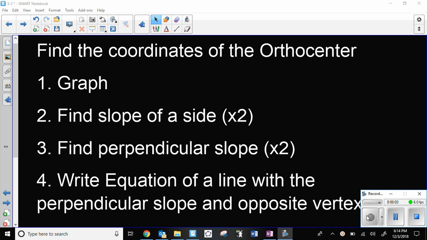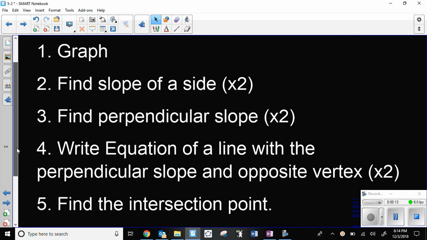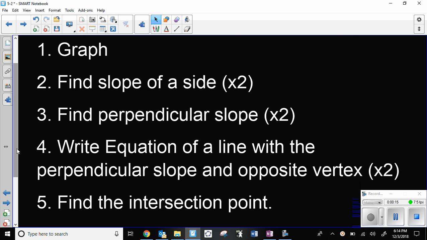Last example for Chapter 5, Lesson 2. We're going to do another example of finding the coordinates of the orthocenter. Here are your steps again. I go through these a little bit more extensively in the last video, so if you need a refresher on those, please go check out that video again.